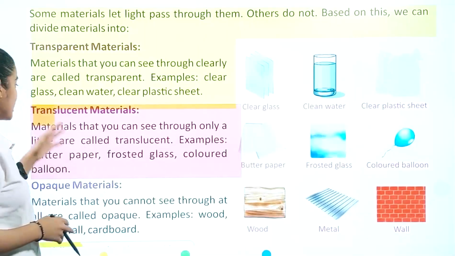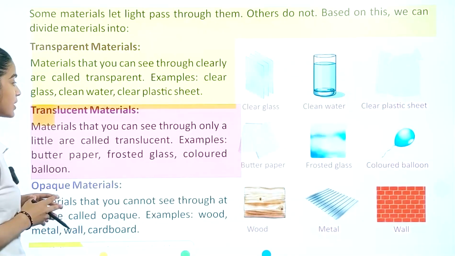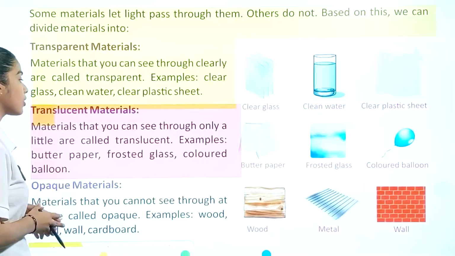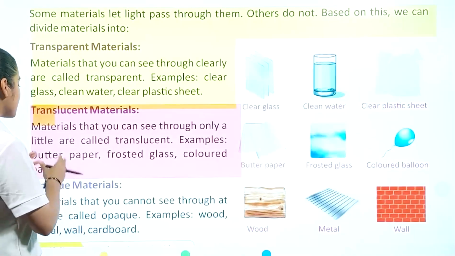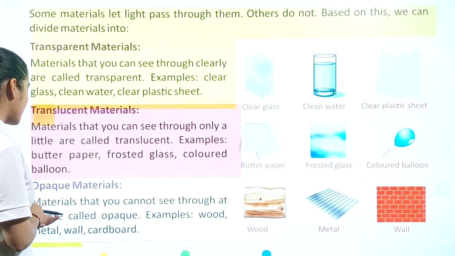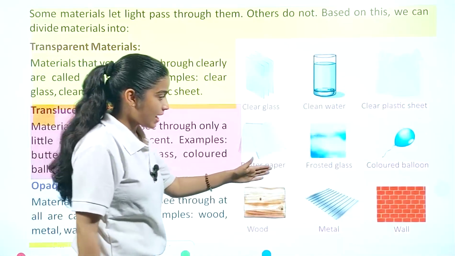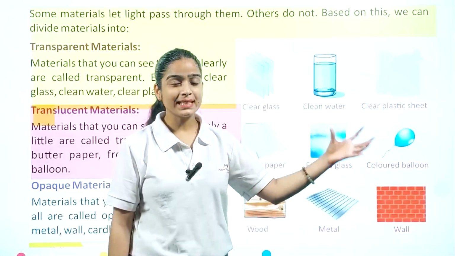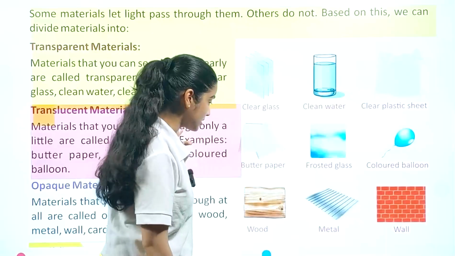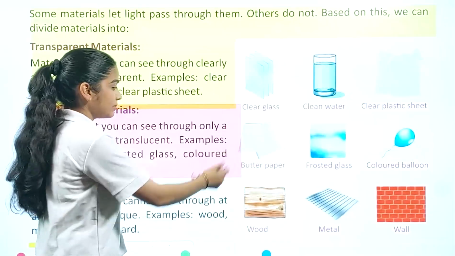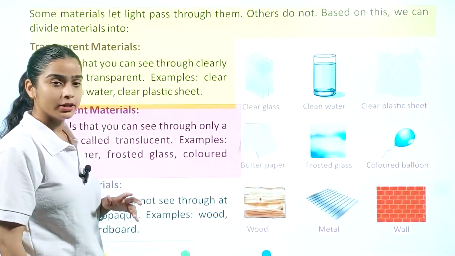Next, we have translucent material. Materials that you can see through only a little are called translucent. Examples: butter paper, frosted glass, colored balloons. These are examples which cannot pass light through them completely, so they are called translucent materials. For example, butter paper, frosted glass and colored balloon.